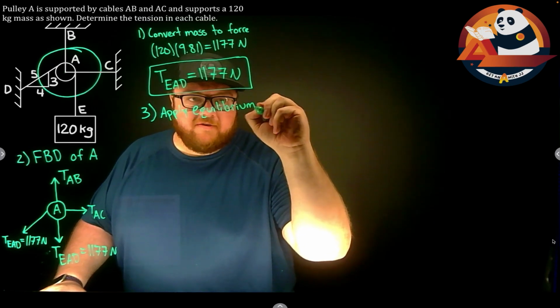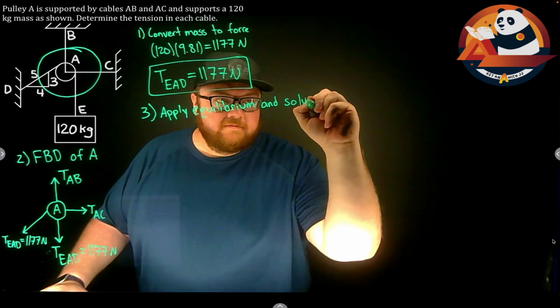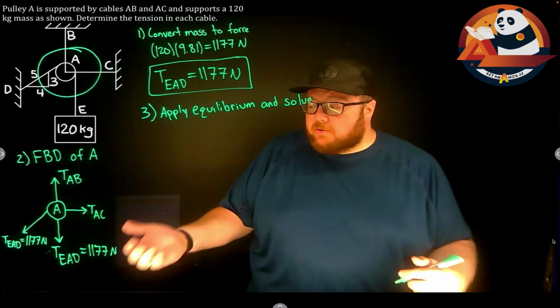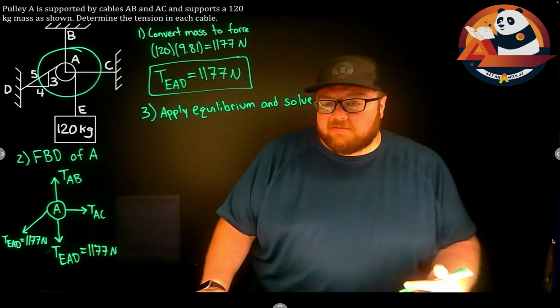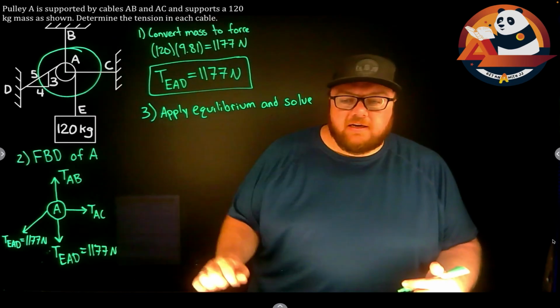And we're going to solve everything out. And solve. I have two equilibrium equations for 2D particle equilibrium, which means I can find two unknowns, which conveniently would be TAB and TAC.